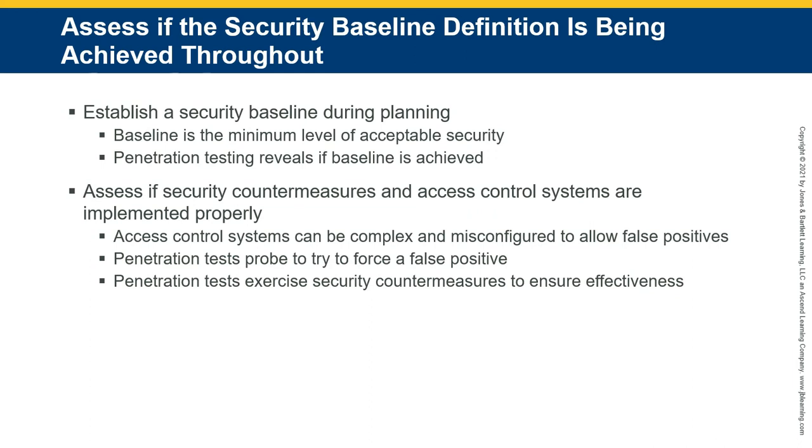Assess if security countermeasures and access control systems are implemented properly. Access control systems can be complex and misconfigured to allow false positives. Penetration tests probe to try to force a false positive. A penetration test exercises security countermeasures to ensure effectiveness.